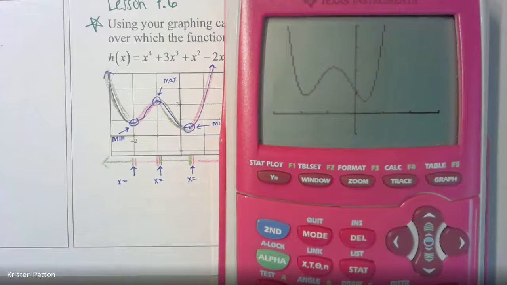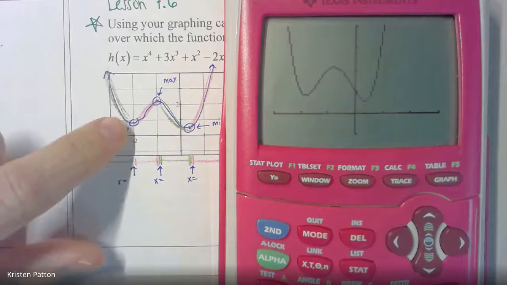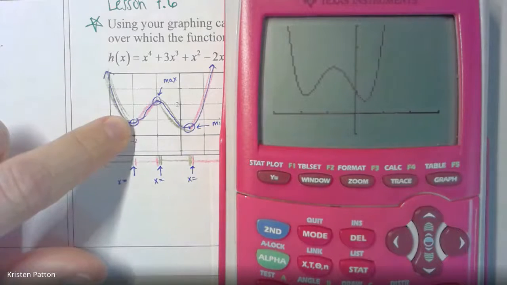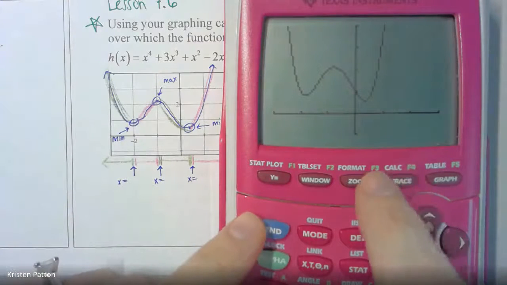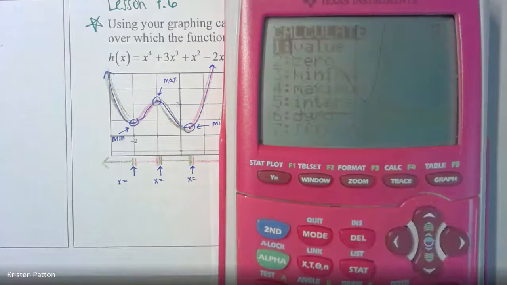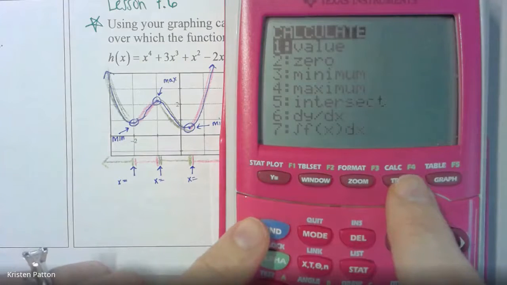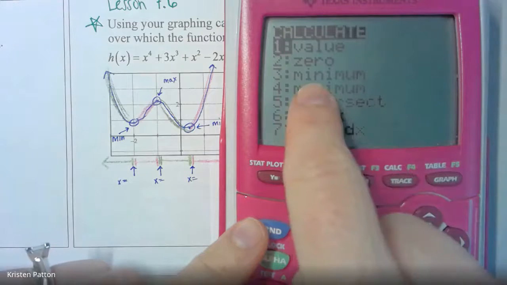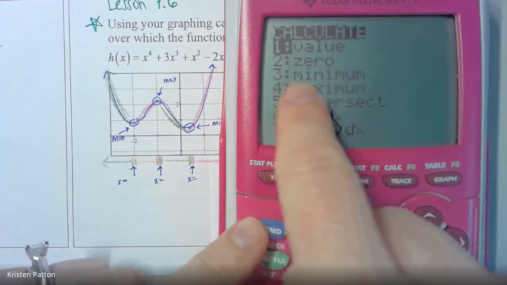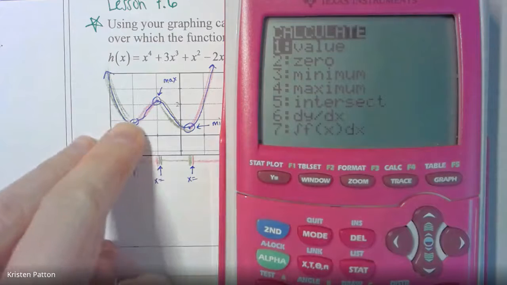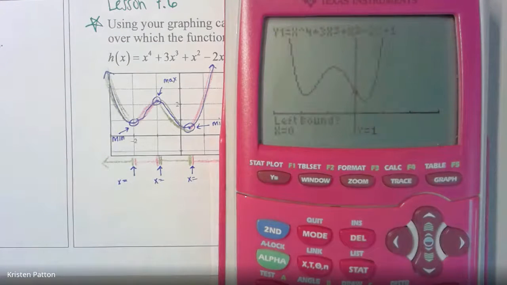All right, so here we go. I'm going to do them in order. I need to go find this minimum. And there's a way to do that. I'm going to go to my calculate button on my calculator. I'm going to hit second, calculate. So I hit my second button and then my trace. I'll write this down. Oh, look at that. It's giving me the options for a minimum and a maximum. The first one is a minimum, so I'm going to go down to number 3.